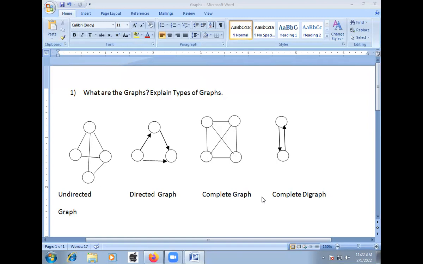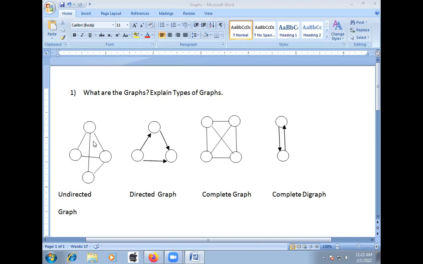A graph is nothing but a collection of vertices or nodes, which are joined as pairs by lines or edges. So generally, diagrammatical representations of a graph are like this one. These are the different types of graph representations, shown graphically.